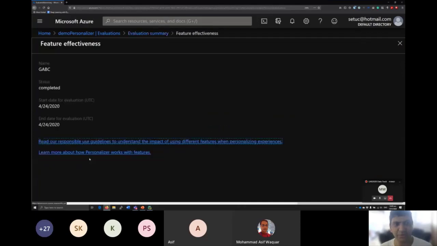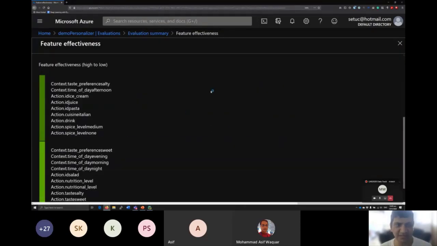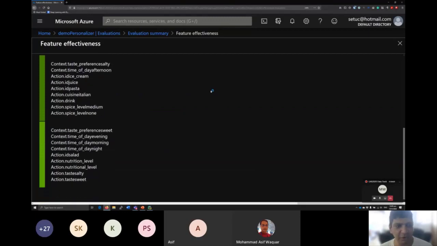Then the next thing that you can do is, we said that, hey, there were a lot of these features that were there. Now, of all these features, which of the features were really important, right? So in the context, we said that taste preference is there, and most of the time it's salty, and then the day part is afternoon. Ice cream, juice, pasta are my given choices there, right?